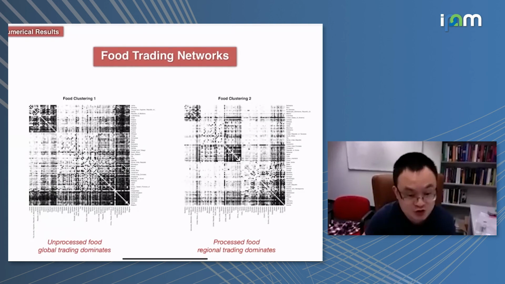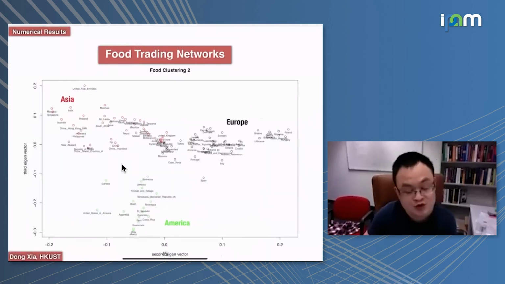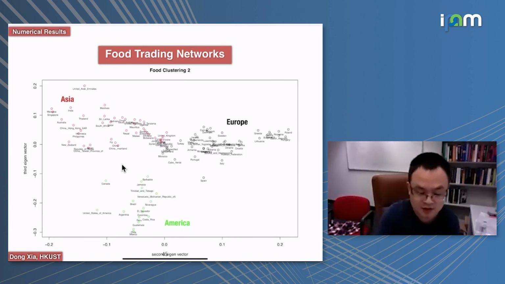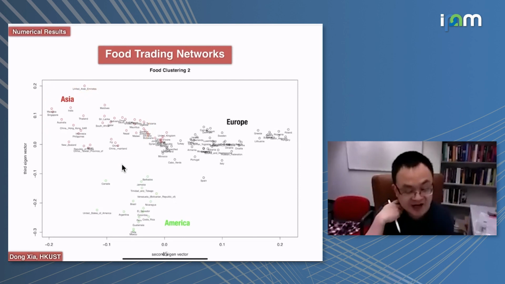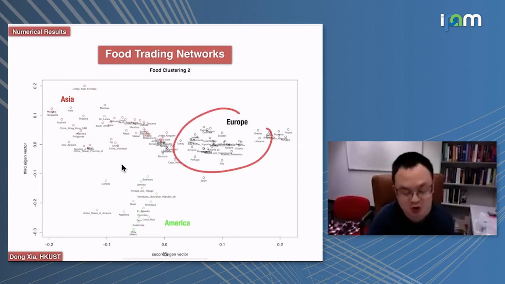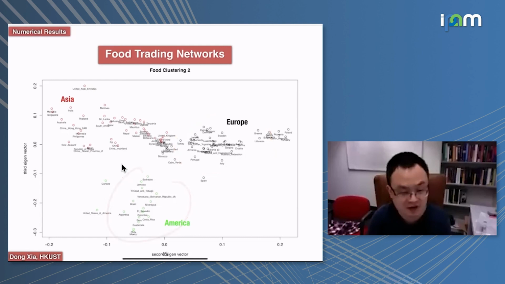Also very interesting, if we do the node embedding for these vertices in the second class of layers, we obtain the node embedding as follows, and it is very close to our world map. Here are the Asian countries, here are the European countries, and here are the American countries.